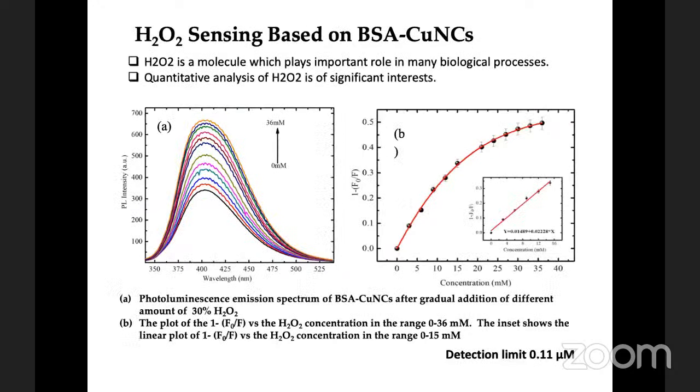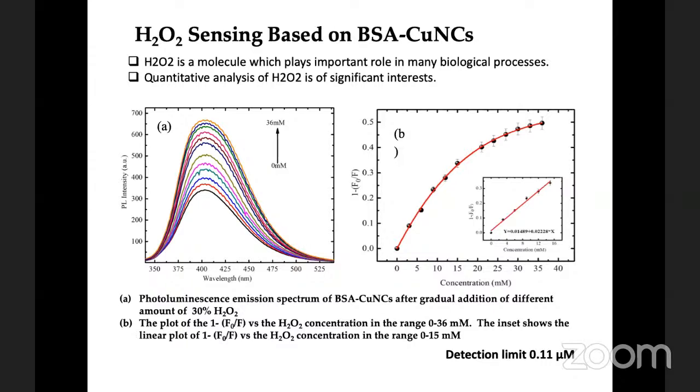So we started with H2O2. H2O2 is a very well-known molecule which plays an important role in many biological processes, and hence it is very interesting to know how much H2O2 is present in, let's say, some food samples or other samples. As you see in this graph, with the increase in the concentration of H2O2 from 0 millimolar to 36 millimolar, the PL intensity goes up.